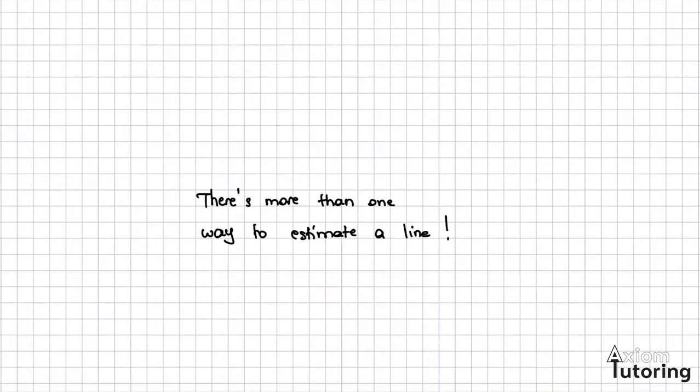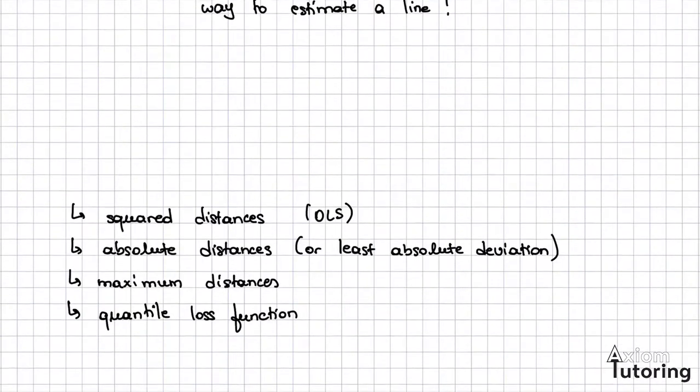In the previous videos, we've talked extensively about OLS and how we're going to use the OLS to find the best fitted line. However, I would like you to remember that while the least squares is a very powerful method, it's not the only method. So there's more than one way to estimate a line. The methods available to you include the squared distances or OLS, the absolute distances or least absolute deviation, which is also in abbreviation called LAD.